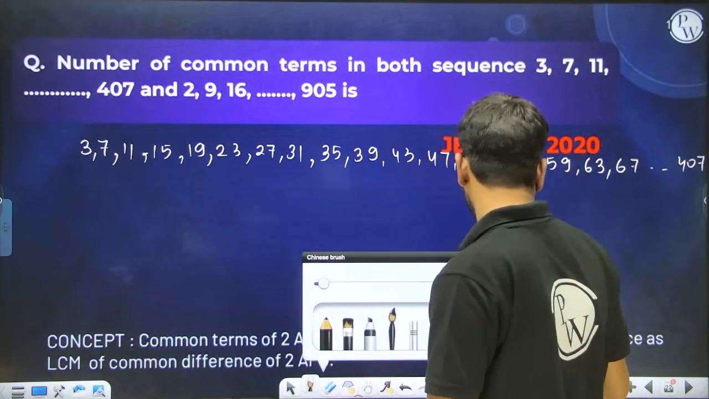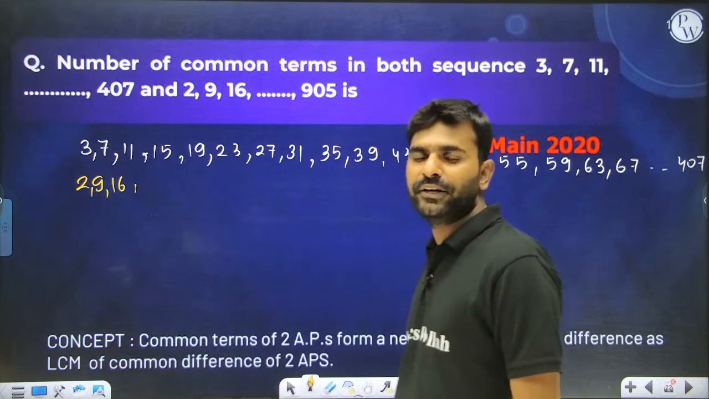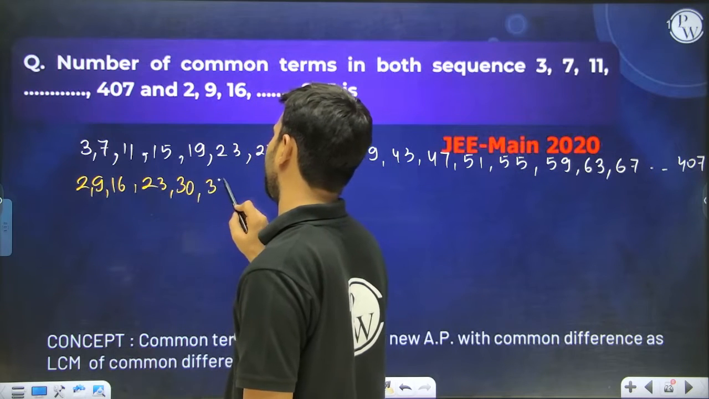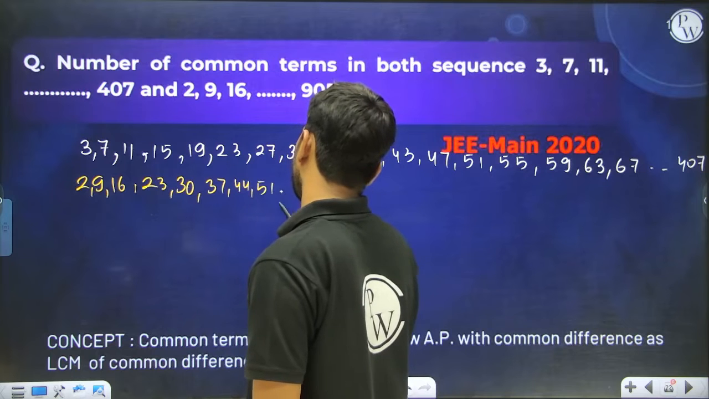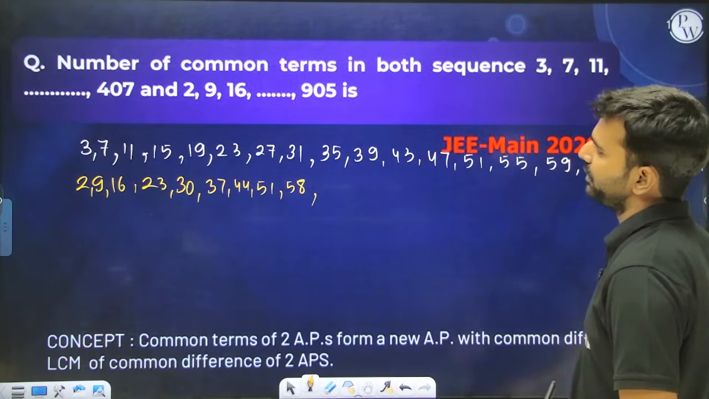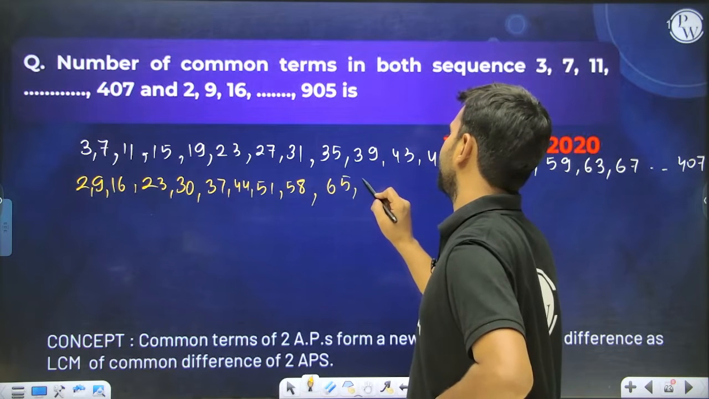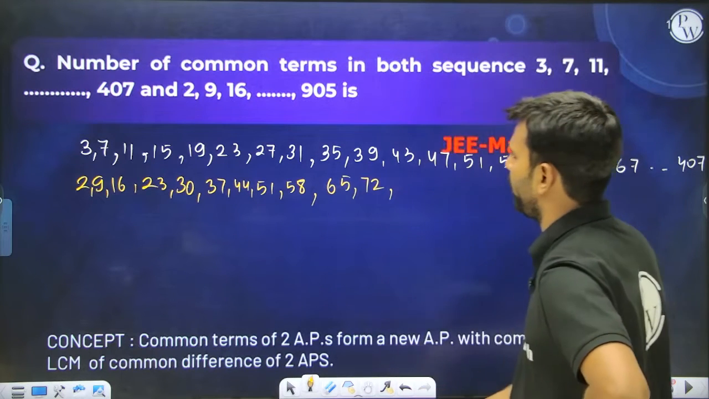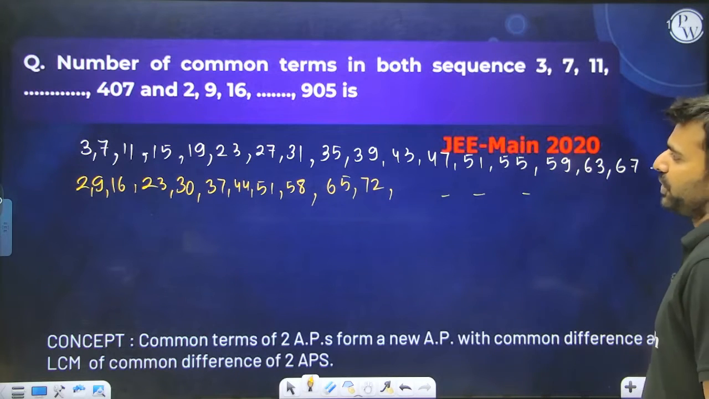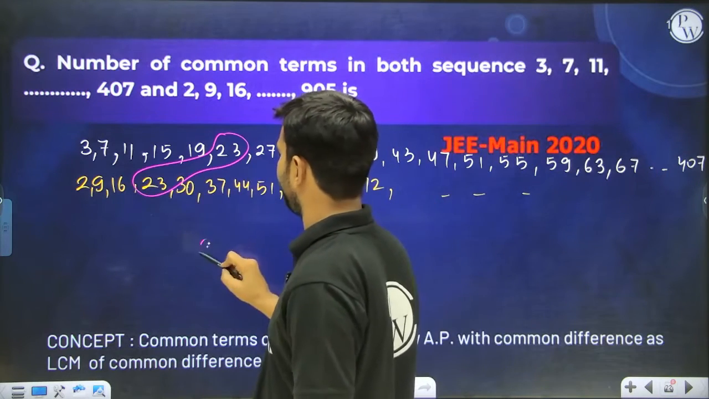And the other one, 2, 9, 16. You are adding 7 again and again, yes or no? Is this also an AP? Yes: 2, 9, 16, 23, 30, 37, 44, 51, 58, then 65, then 72 and so on is what you're going to have. If you see the common terms, meaning the terms which are coming in both of these, this is the common term 23.